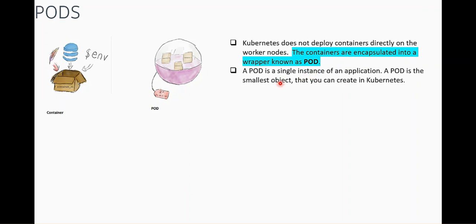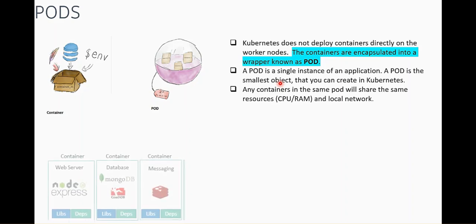A pod is the smallest object that you can create in Kubernetes. It is also called the building block of Kubernetes. Any container in the same pod will share the same resources like CPU and RAM and the local network, which means the IP address.